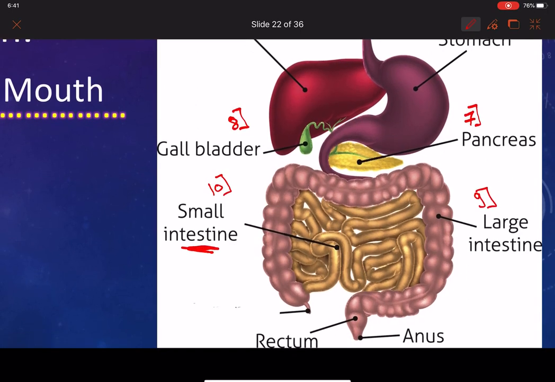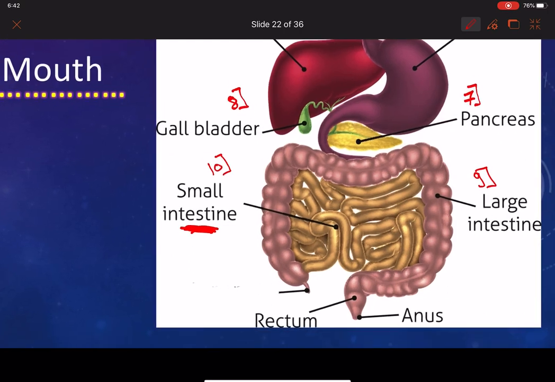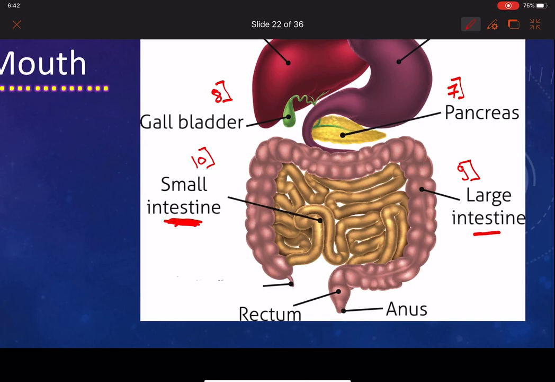This word has two pronunciations. I can call it intestine or intestine. So, the small intestine or small intestine, large intestine or large intestine. Rectum, anus.